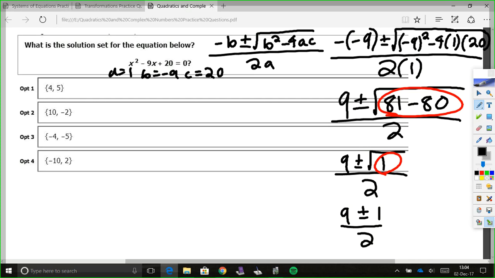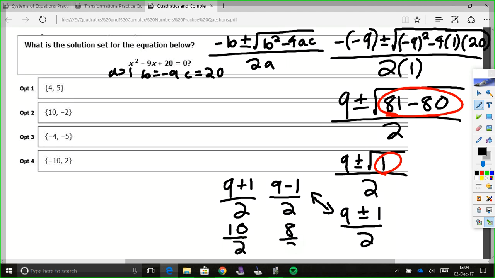Now I've got two things going on. I'm almost done, but I have two equations written at the same time here. I've got 9 plus 1 over 2, and I also have 9 minus 1 over 2. So these two problems are the same as this. It's just they got the plus and the minus written separately rather than together. 9 plus 1 over 2 would be 10 over 2, which is 5. And 9 minus 1 over 2 would be 8 over 2, which is 4. So we got two answers, 5 and 4. So that would be option 1.